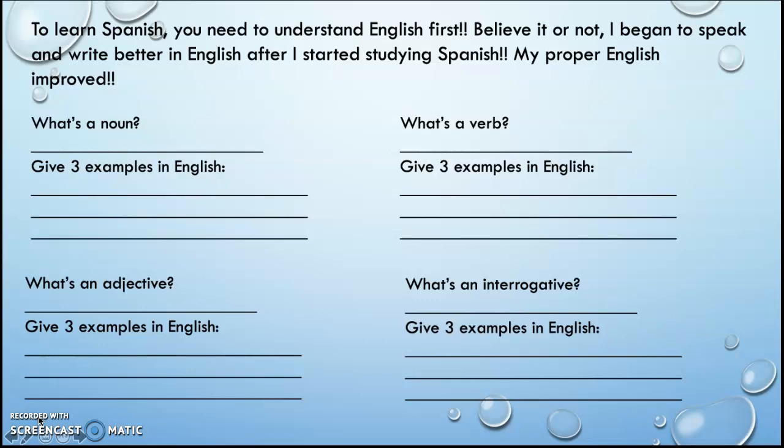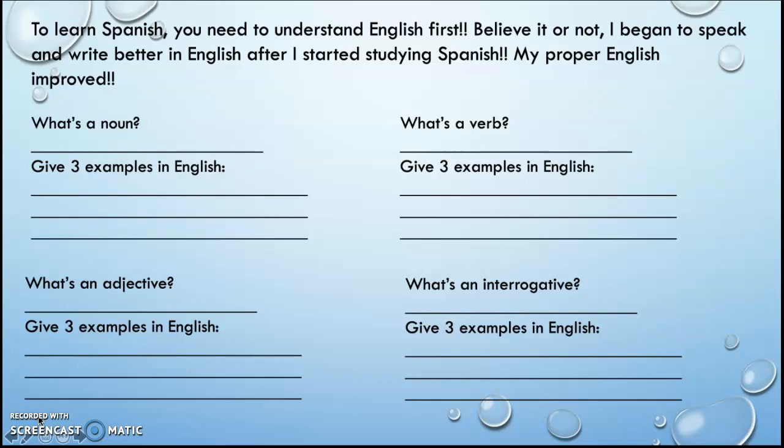An example of a noun in English would be a school, which is la escuela in Spanish and Espanol. A house is an example of a noun, which would be la casa in Espanol. And la silla, a chair, would be an example of a noun in English. All right, so what's an adjective?